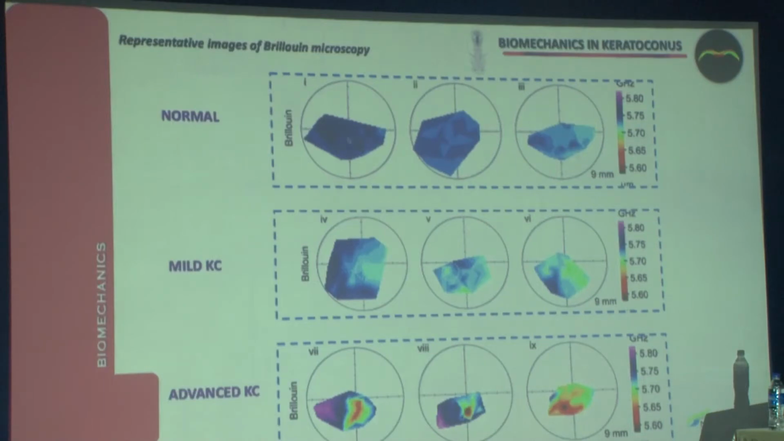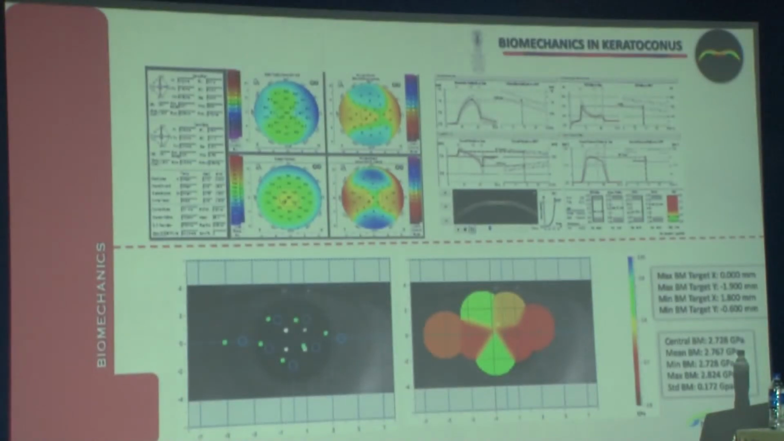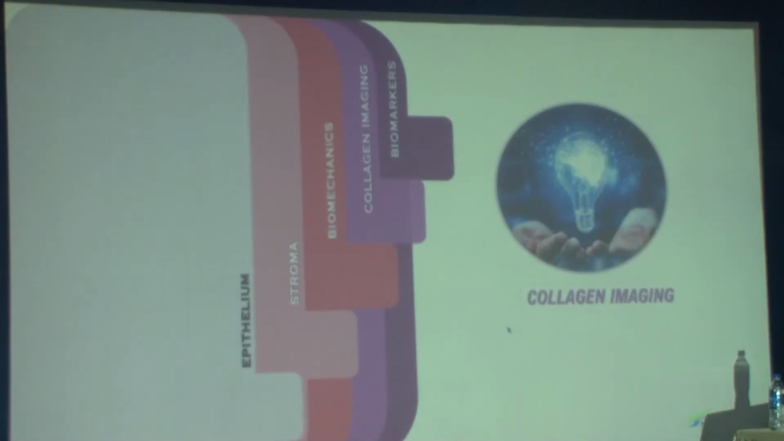So a normal eye looks all blue. In mild keratoconus cases, you can see that it's becoming green, and in advanced keratoconus cases, you can see areas of red. That means it's picking up the weakness in a different way. And this is how the maps look in our practice. We have started working on Brillouin microscopy recently, but the data is too early to share. But this is how the maps will look in our practice as we move on.